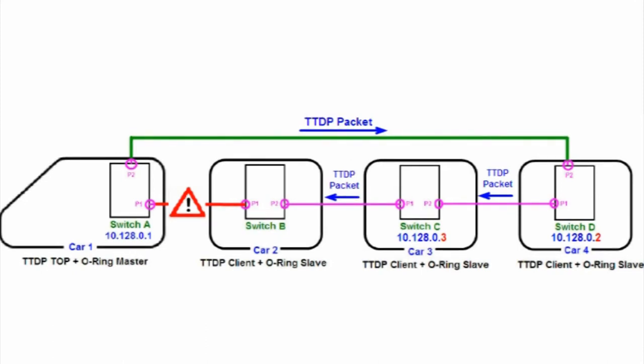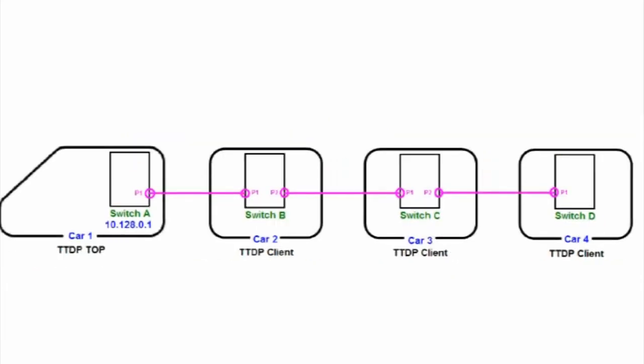Switch B's IP address now becomes 10.128.0.4, even though it is in the second carriage, and the IP address of the switch on the fourth carriage, which is switch D, is now 10.128.0.2. The same goes for the bypass structure.